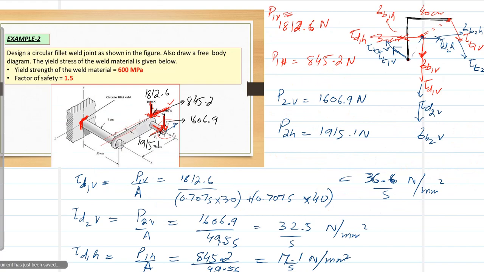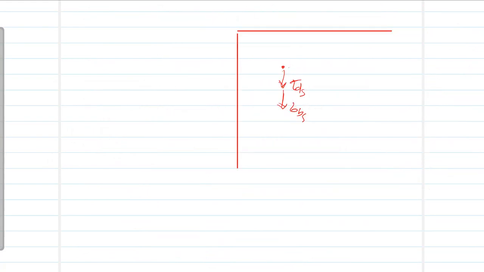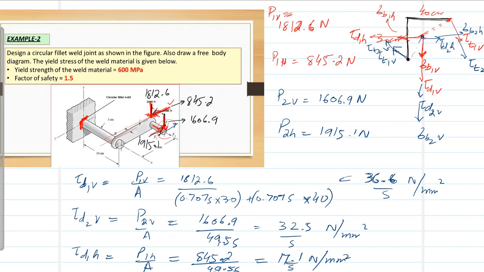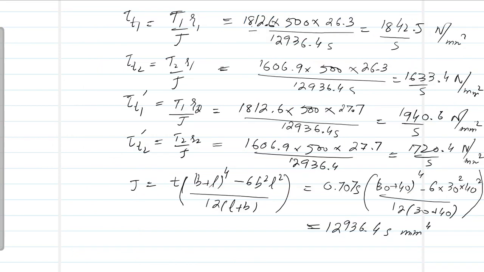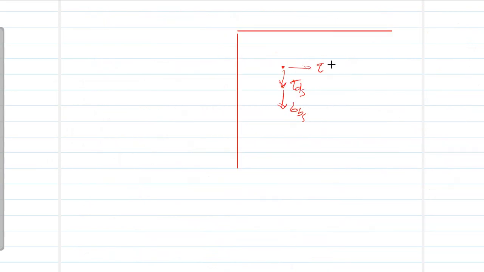Similarly, we have two direct shear here. This is tau d2h. This is tau d1h.